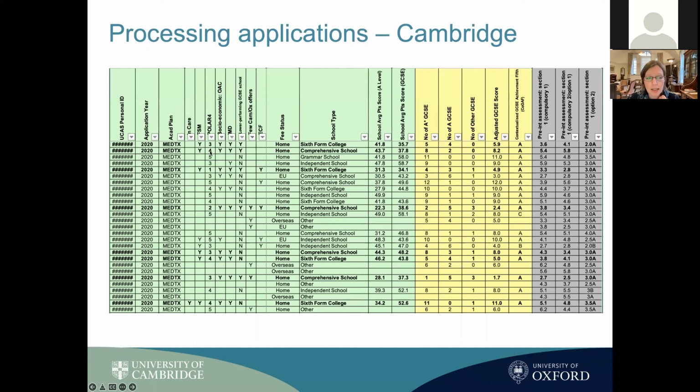So POLAR is the indication of low participation neighbourhoods. So a flag of 1 means that someone is in the bottom 20% of postcodes for progression onto higher education of any form. 2 means they're in the next 20%. So you can see that being given there. Some people won't have that, so particularly overseas students, but also people who are perhaps expatriates, so might have home fee status but live outside of the UK. So that's not always populated.